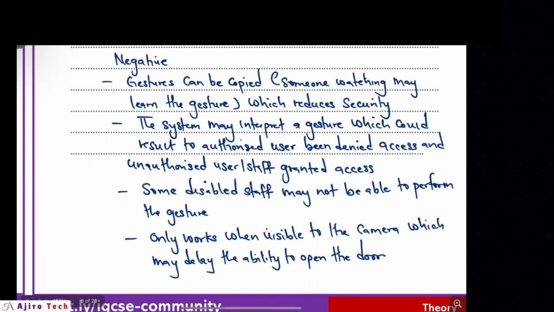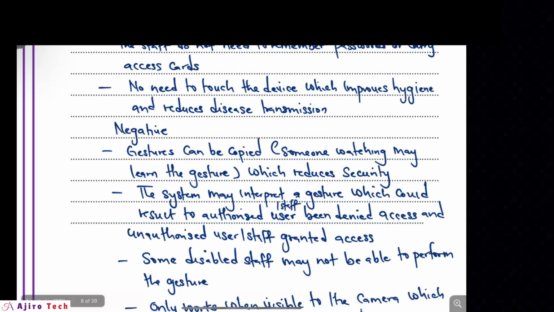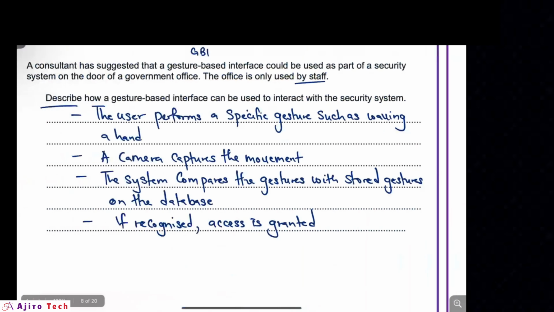Let's hope you can see my handwriting. Users or staff. Yes, or staff. Okay.